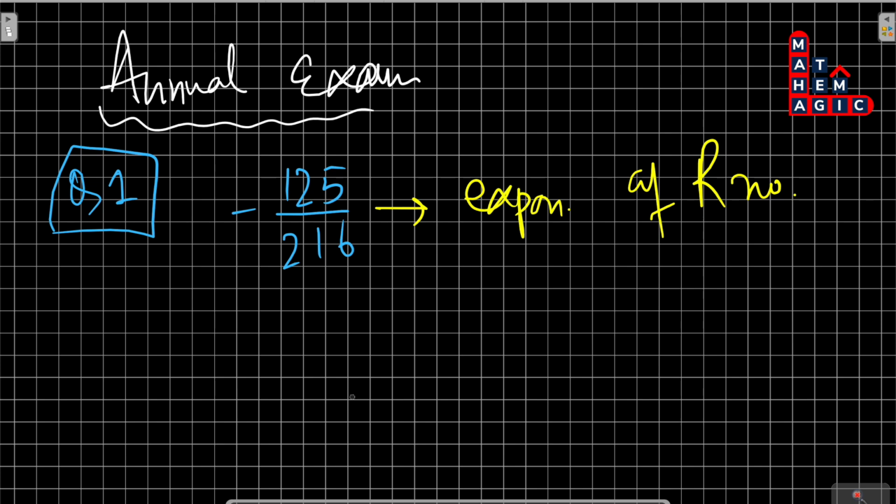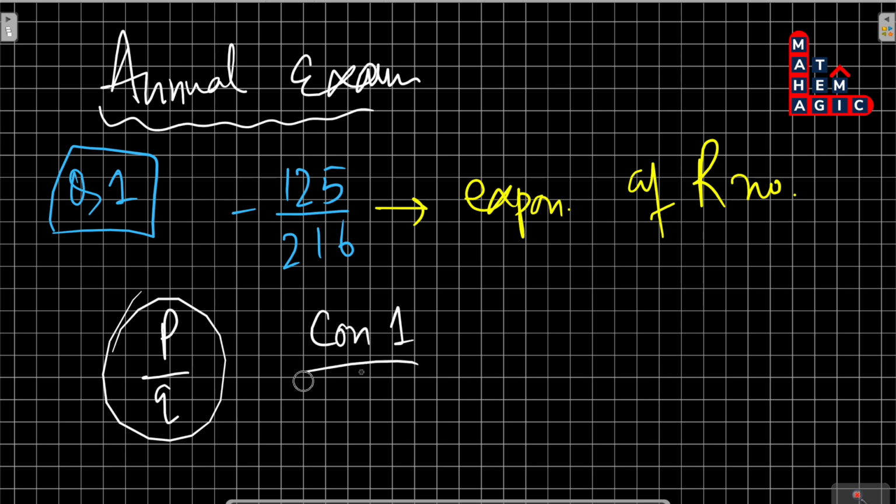So first, before I show you how to solve this sum, I want to know what a rational number is and how we can define a rational number. I hope all of you know that a rational number should be expressed in the form of P by Q. There are two conditions, okay. Condition number 1, that P and Q must be co-prime.